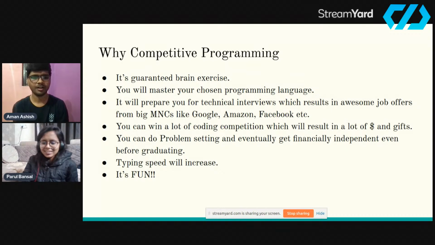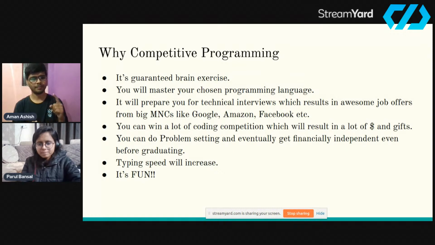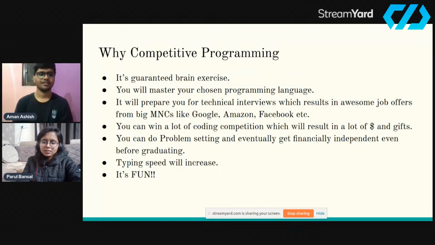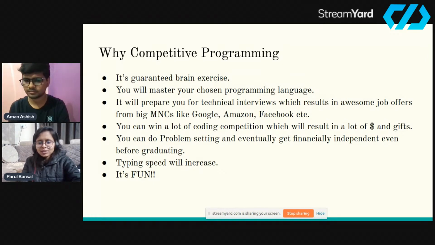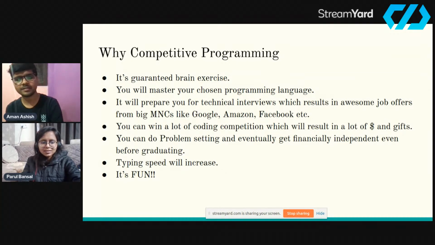Yes, it's fun, but the biggest factor which CP gives you is, as I mentioned, it will help you clear the interviews. It will help you clear the coding rounds. They will all seem like a cakewalk to you if you are good enough in competitive coding. So I hope these points motivate you to start competitive programming. Yes, exactly. And let me add a few points.